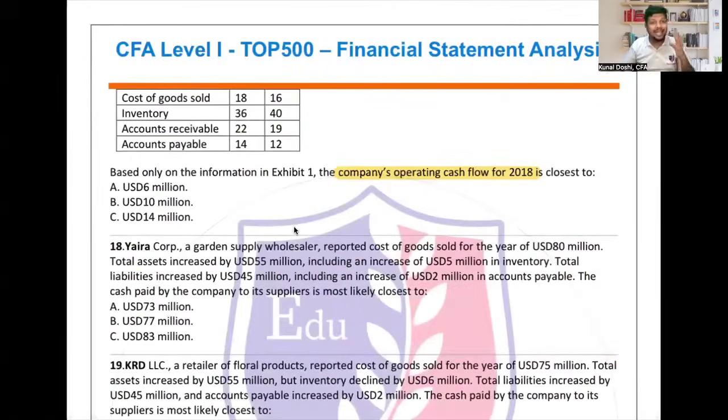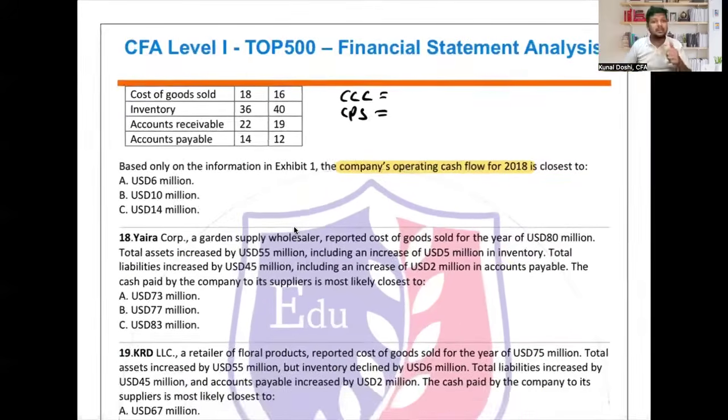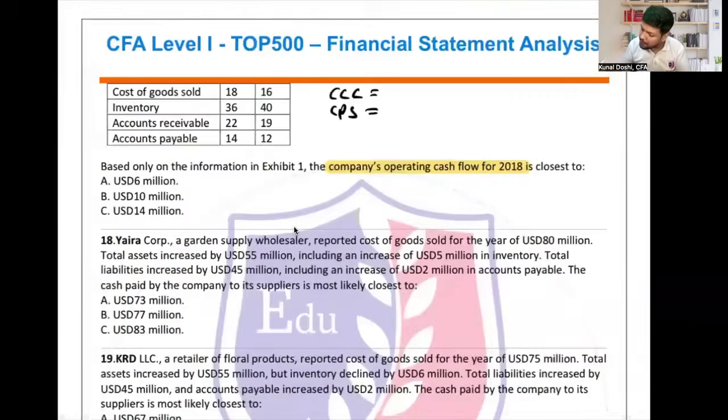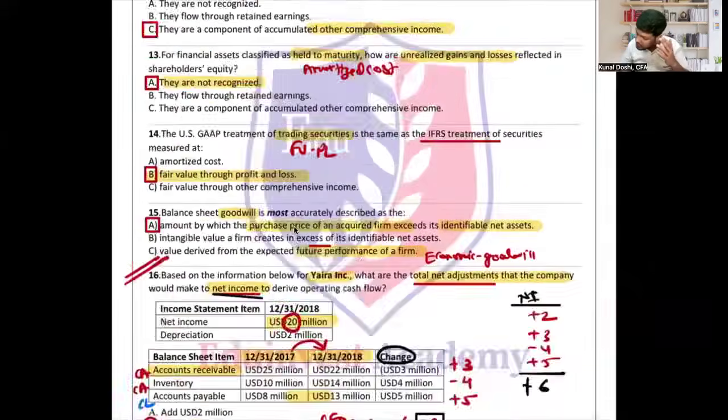In the direct method, you first need to calculate cash received from customers. So that's cash collected from customers, cash paid to suppliers, and then cash paid for all other things. Cash collected from customers requires revenue. How much is your revenue? Current year revenue is 37, so plus 37 because revenue is an income. Then you need changes in accounts receivable and unearned revenue. Do you have unearned revenue? No, but you have accounts receivable.